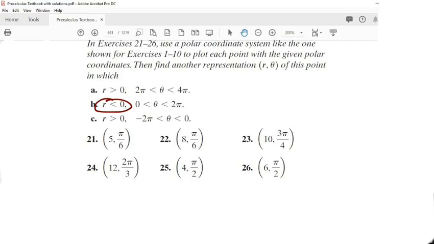This guy right here, what does that mean? Oh, he's negative, that the radius is negative, and the radius is positive. Okay, so let's look at 21. Let's see what that means.